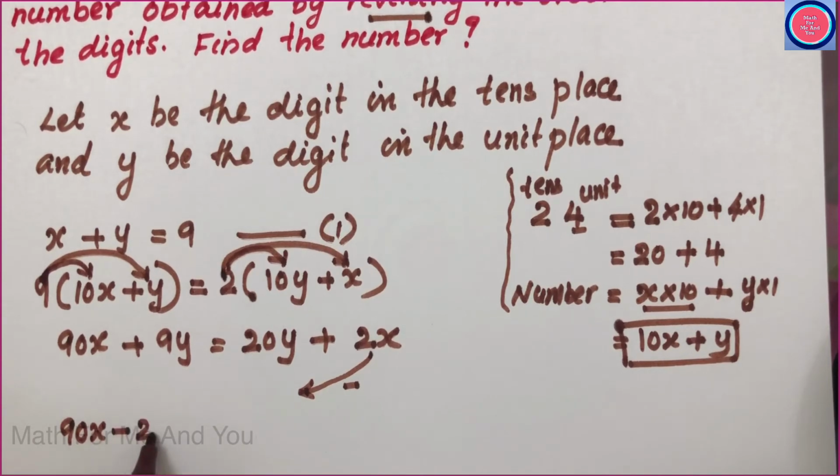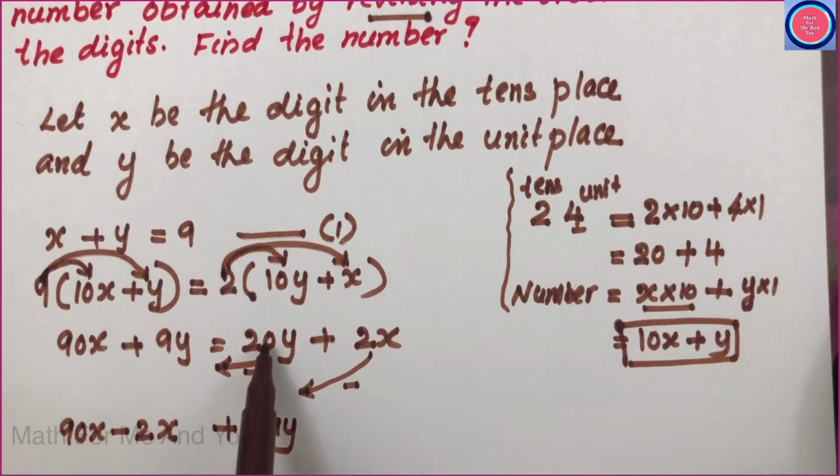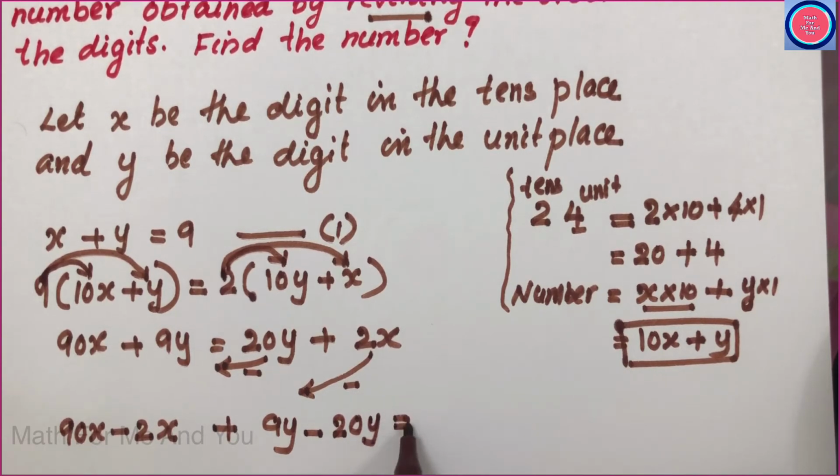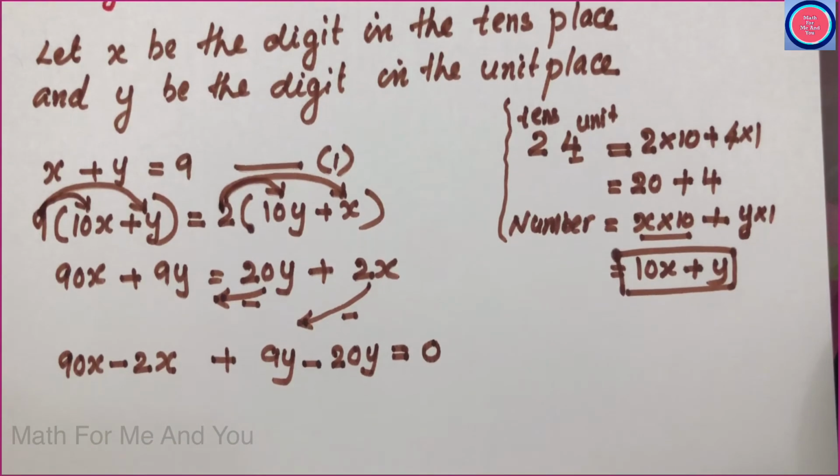Next is the y term, 9y, that is on the left side, so it is plus 9y. 20y we take to the left side as minus 20y, and all the terms we have moved to the left side, it becomes 0 on the right side.